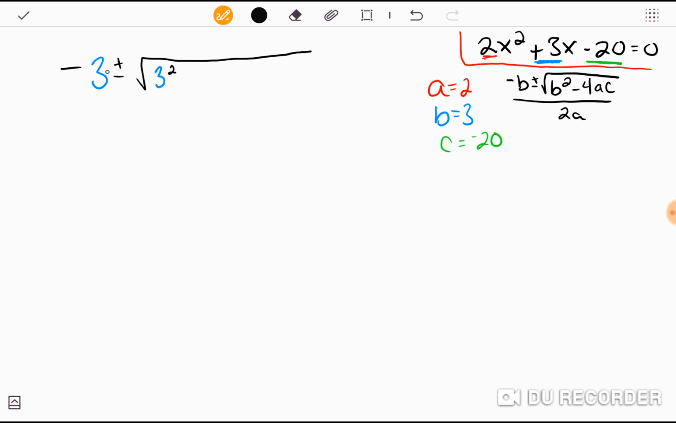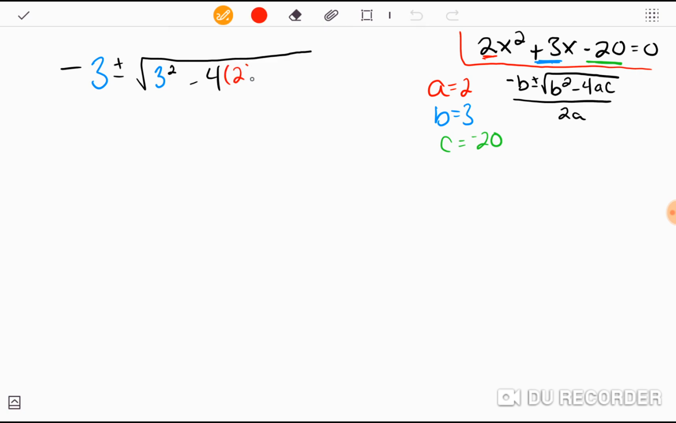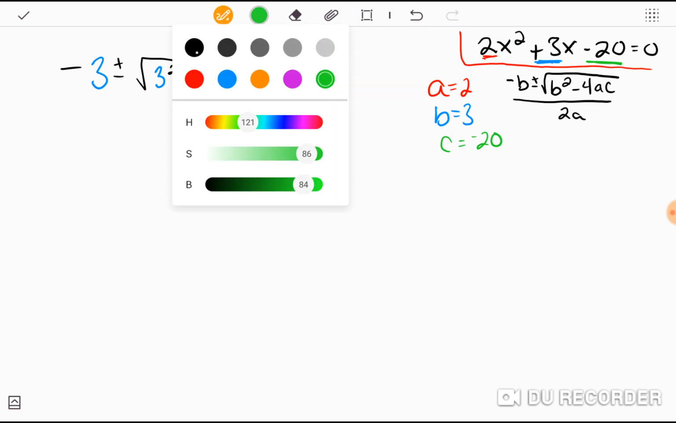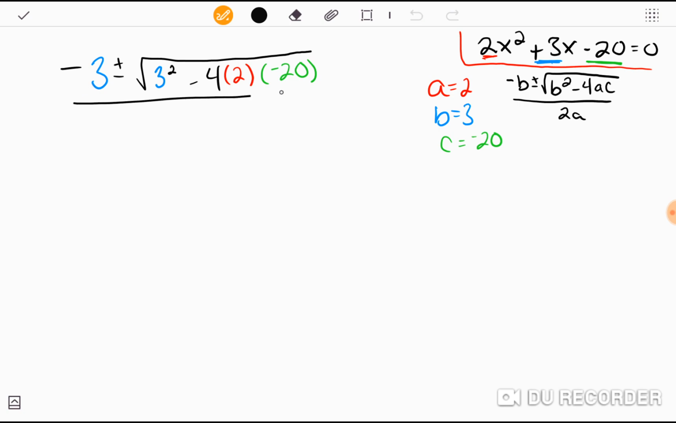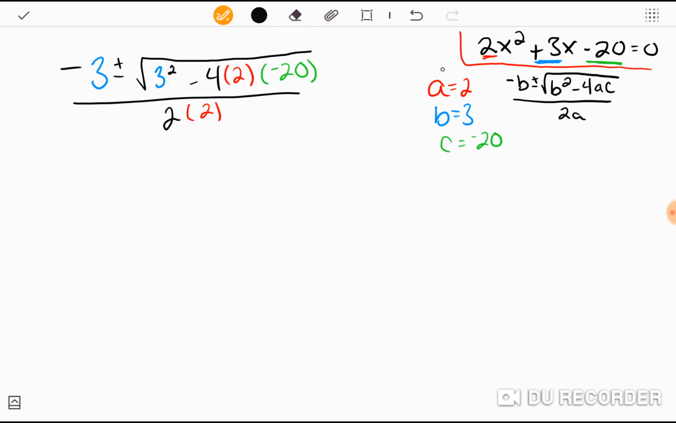So we have the negative 3, because b is 3. We have b squared, so I put the 3 there, minus 4. My a is 2. And then my c is negative 20. Notice how it's negative 20 here. It's negative 20 because it says minus 20 in my equation. All that is going to be over 2 times my a, which is 2. Now I didn't have a step for multiplying these two on the bottom, but you can do that at any point. So we labeled and we did that.